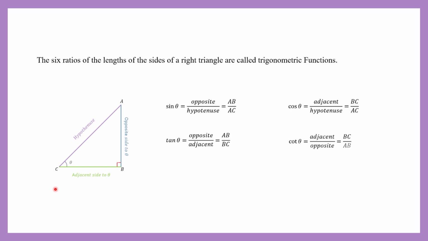Cotangent of theta equals adjacent side divided by opposite. In this figure, it is equal to BC divided by AB. Secant of theta equals hypotenuse divided by adjacent side. It is equal to AC divided by BC. Cosecant of theta equals hypotenuse divided by opposite side. In this figure, it is equal to AC divided by AB.